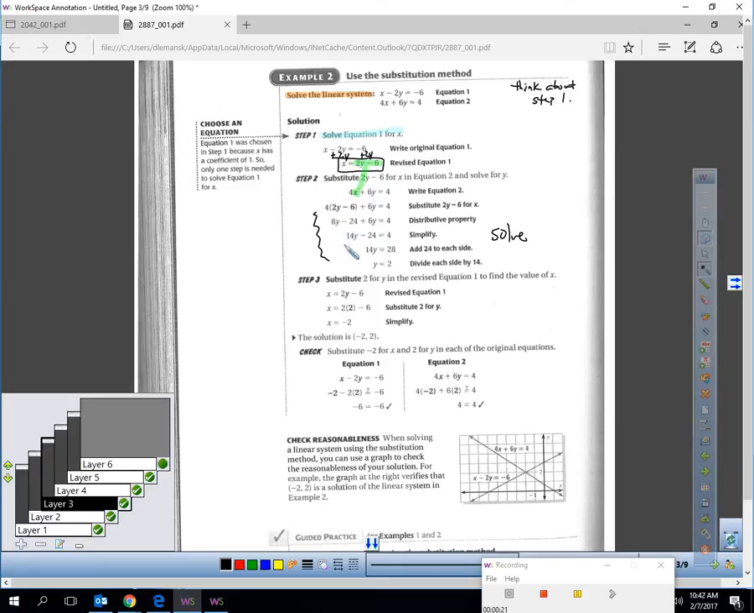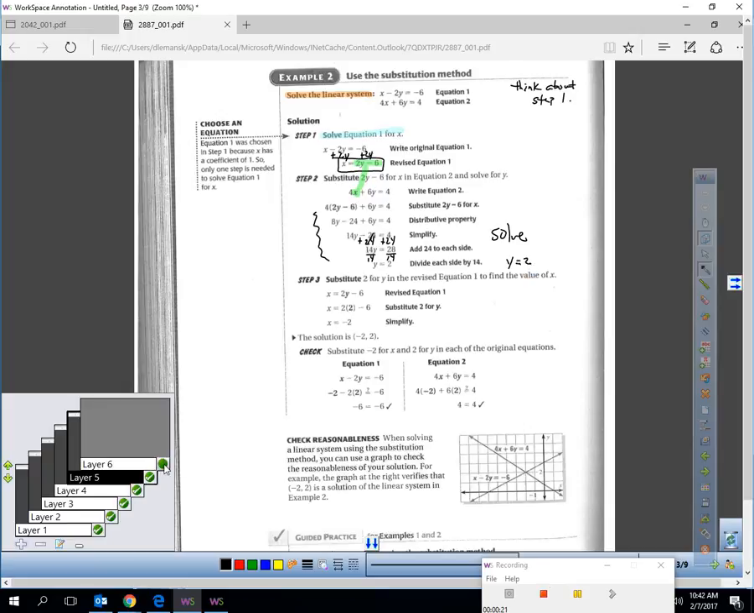8y and 6y is 14y minus 24 equals 4. Add 24 to each side, so 14y equals 28. Divide by 14, you can see y is 2. Okay, there's step 2. I substituted and solved, y is 2. So now my last step.